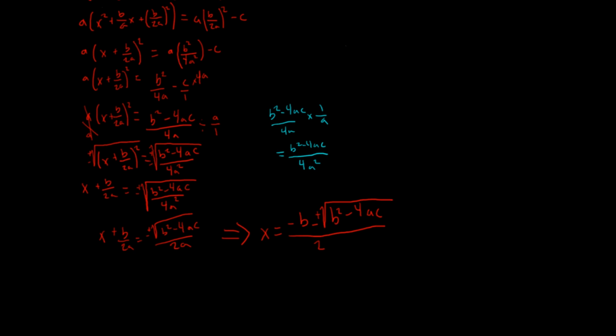denominator of 2a. So finally, we have proved that ax squared plus bx plus c, if we complete the square, that will indeed be equal to the quadratic formula.